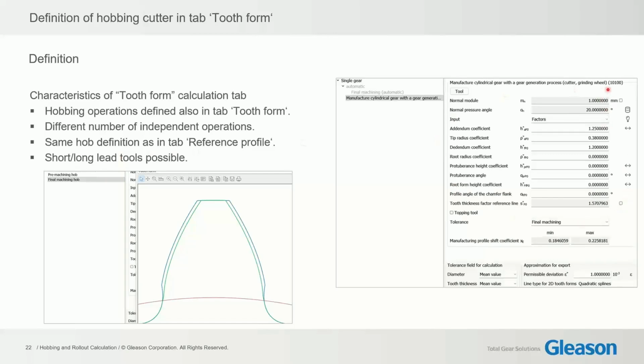What we see here is the user interface from the tap tooth form. The user interface is the same as we saw before. Additionally, what we select here is also the manufacturing profile shift, but also we can have here different normal module compared to our original design. So this manufacturing step in the tap tooth form allows us to have long and short lead tools used for the generation of the tooth form.